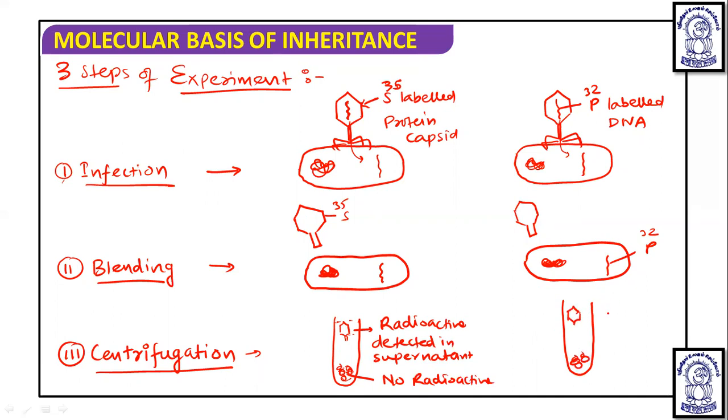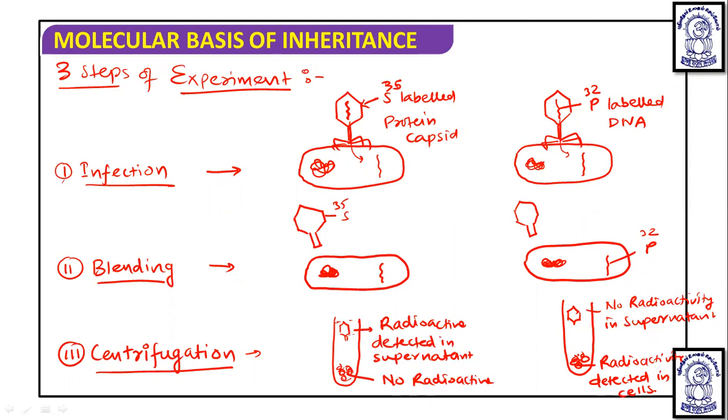Now here, no radioactivity in the supernatant, but radioactivity is detected in cells. And when radioactivity is detected in cells, obviously the DNA was P32, and phosphorus radioactivity is in here, meaning viral DNA has entered within the particular cells. This proves that DNA is entering within the cells.